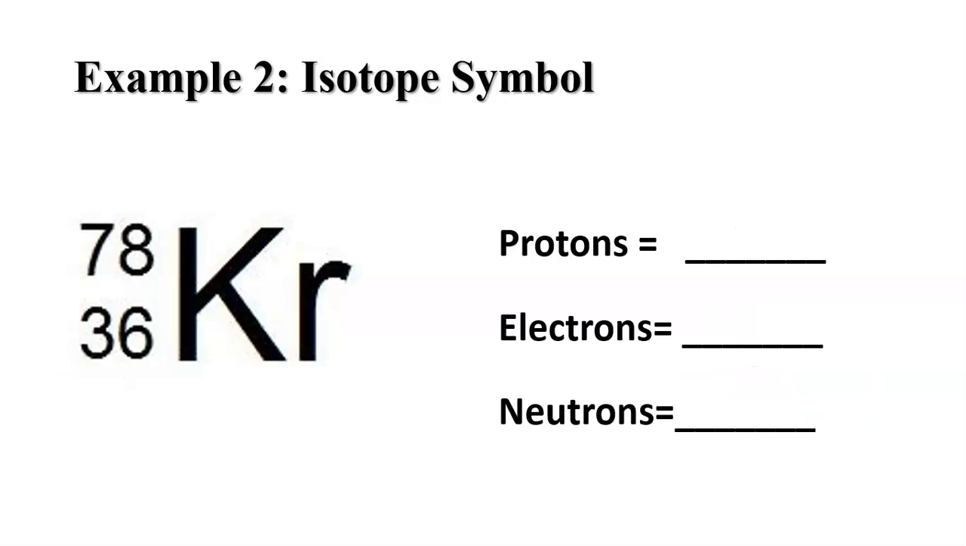Our next example is krypton, which is a noble gas. And here we can see its mass number is 78, its atomic number is 36. So protons is 36, electrons is 36, and 78, your mass number, minus 36 equals 42. You have 42 neutrons.